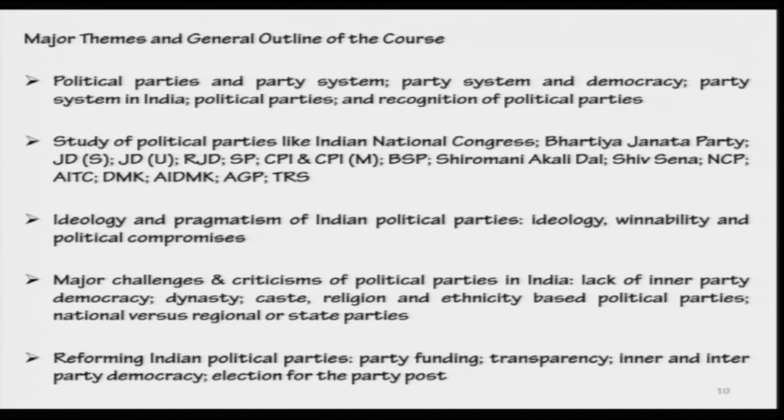Then we will move on to study specifically the ideology, organization, leadership, contribution and functioning of different political parties such as Bharatiya Janata Party, Indian National Congress, Janata Dal Secular and Janata Dal United, RJD, SP, CPI and CPIM from the left, then BSP, Shiromani Akali Dal, Shiv Sena, NCP, All India Trinamool Congress, DMK, AIADMK, AGP and TRS. So, these are a combination of different political parties on the basis of ideology and also on the basis of their ethnic or caste or religious orientation.